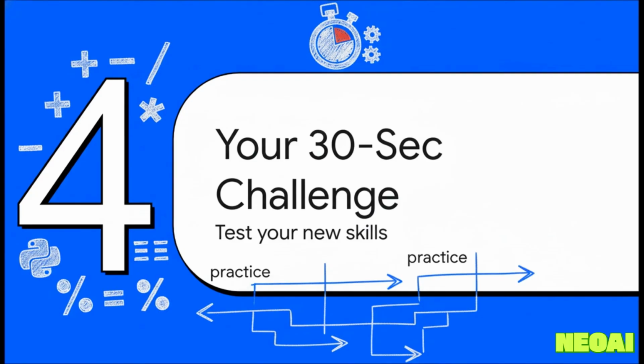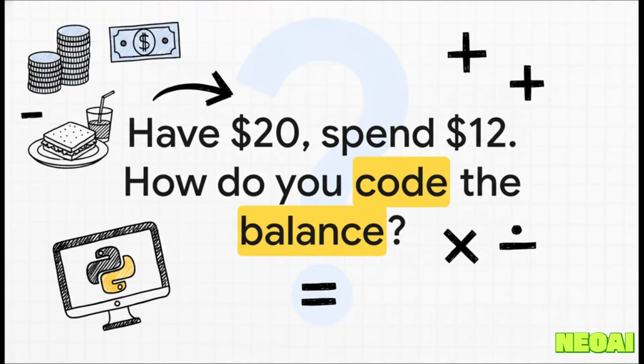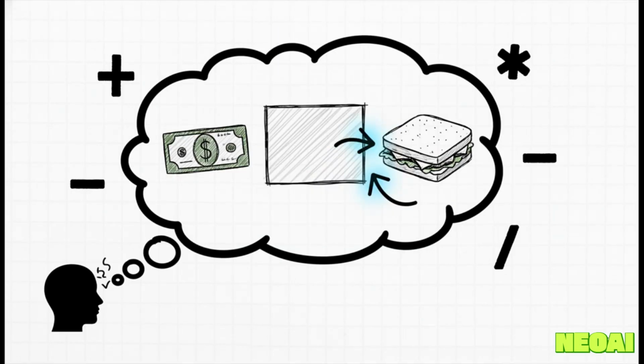Okay, talking about it is one thing, but actually doing it is how you really learn. So I've got a super quick 30-second challenge for you. Time to put your new skills to the test. You ready? Here's the deal. You've got $20. You go out and spend 12 on lunch. So the question is simple. How would you write one line of code to figure out your remaining balance? Go on, think it through. What numbers do you have, and which symbol connects them?